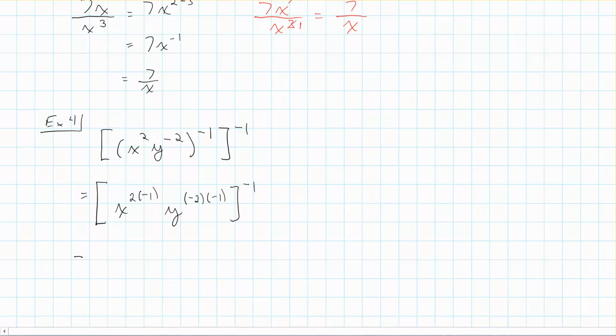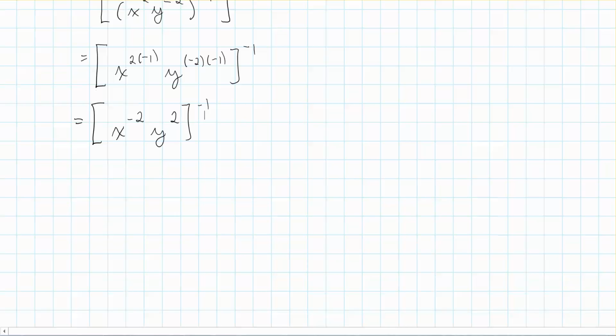So let's go ahead and simplify that. So I'd have x to the negative 2, and then y to the positive 2. This is all to the negative 1 power. And finally, we can finish this out by just applying the negative 1. And of course, I'll skip writing this step down, and we'll have negative 2 times negative 1, which is positive 2. So I'd have x squared, y to the second times negative 1 would be y to the negative 2. And finally, using our negative exponent rule, we'd have x squared over y squared.